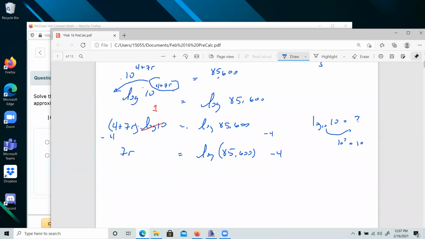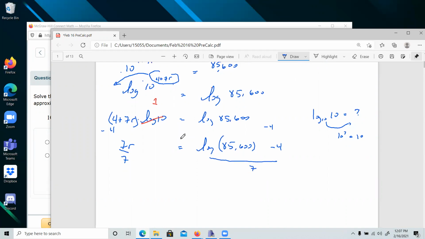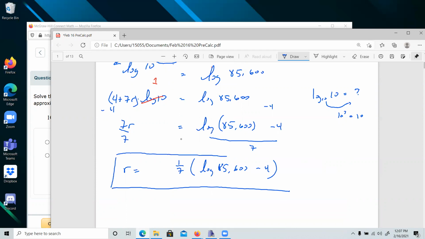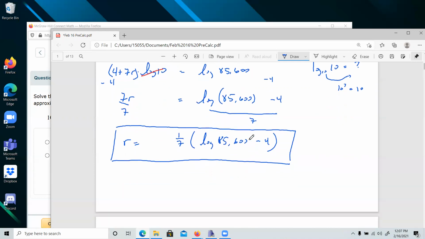And then what we're going to do is divide both sides by 7. So we're going to have r is equal to 1/7 log of (85,600 minus 4). Okay, and there's our answer for this thing. That does not look like an answer. Yeah, it does. We have r by itself. There we go. Now we might want to say, well, what's r approximately?